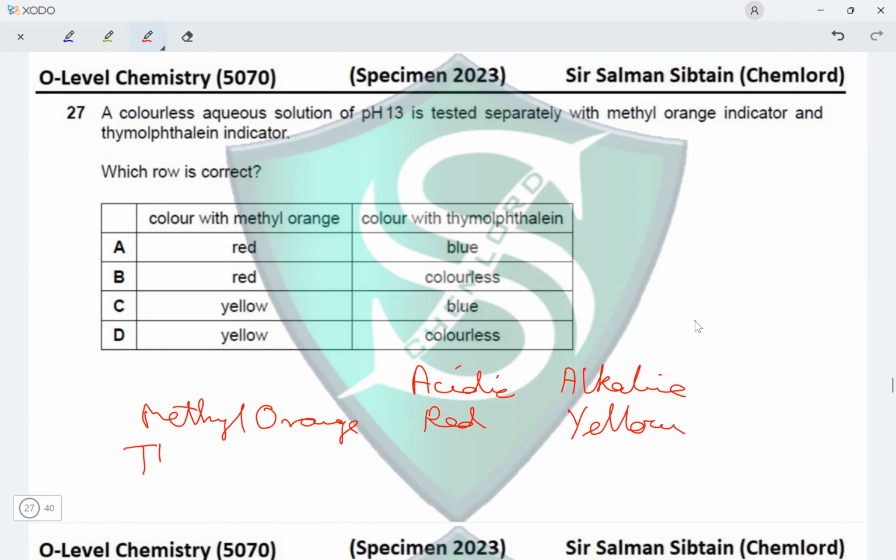Similarly, thymolphthalein under acidic condition appears colorless, and under alkaline conditions appears blue. If we remember this, then we can easily select the correct option. If the pH of 13 is given in the question, that means alkaline conditions are considered. So methyl orange must appear yellow and thymolphthalein must appear blue. Methyl orange yellow is in options C and D, and thymolphthalein is blue in option C, making option C the correct option for this question.